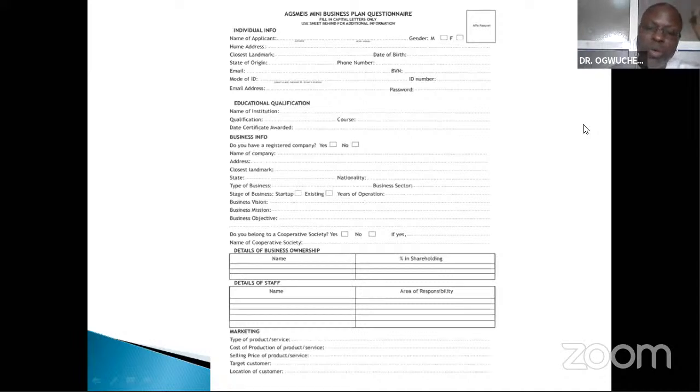Do you belong to a cooperative society? Yes or no? If you belong, indicate yes. If not, say no.